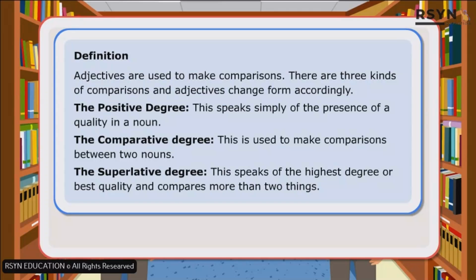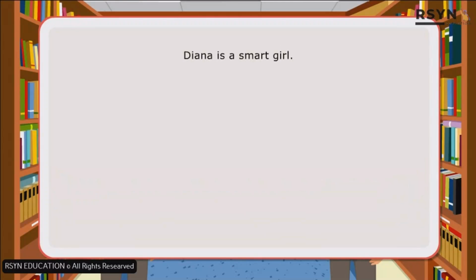Let us look at a few sentences. Dinah is a smart girl. Mary is smarter than Dinah. Mary is the smartest of all.